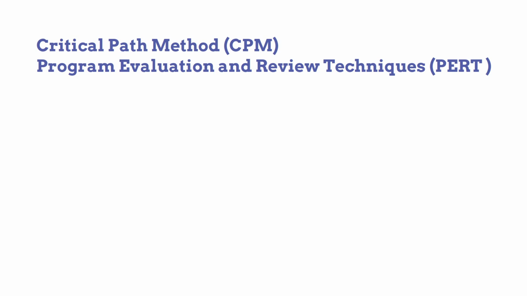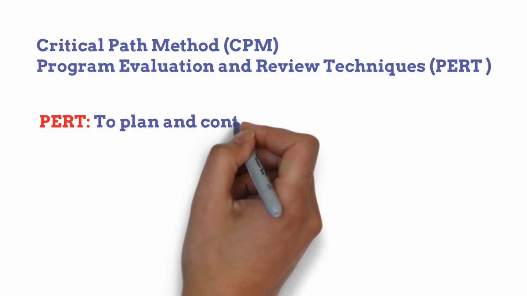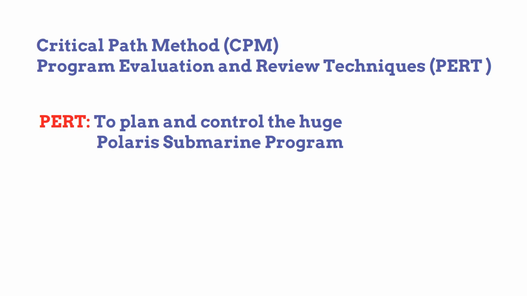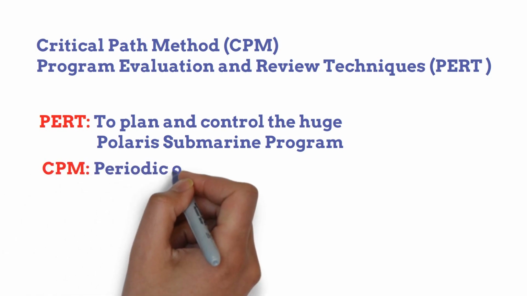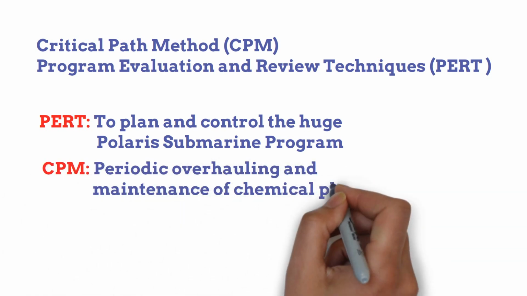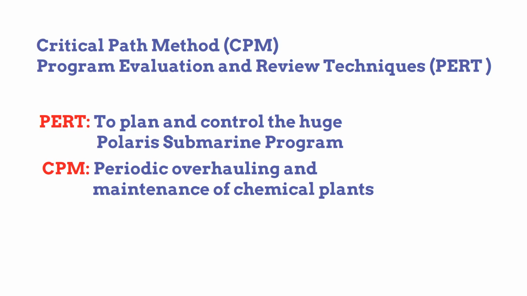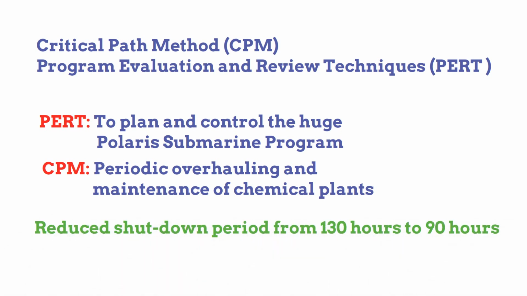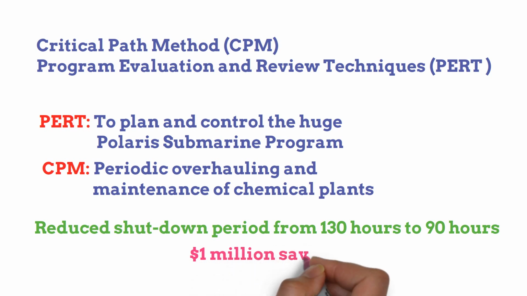PERT was developed by U.S. Navy engineers to plan and control the huge Polaris submarine program. CPM was developed by E.I. DuPont Nemours and Company, USA, and the UNIVAC division of Remington Rand Corporation in 1956 in connection with the periodic overhauling and maintenance of chemical plants. It resulted in reducing the shutdown period from 130 hours to 90 hours and saving the companies $1 million.